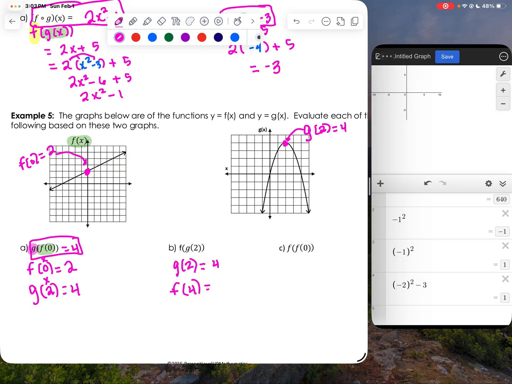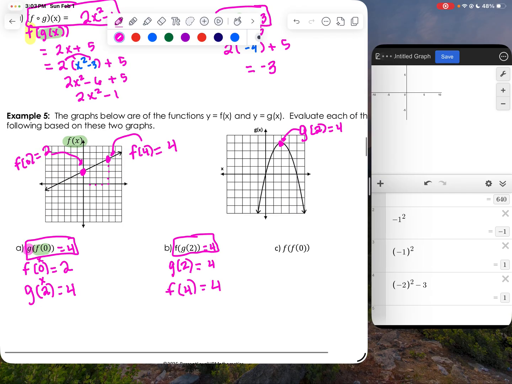So I'll go over to my f of x graph, and go 1, 2, 3, 4, and then up 1, 2, 3, 4. So that's right there. So we know that when x is 4 on this graph, the y is also equal to 4. So that's this point right here. So f of g of 2 is equal to 4.